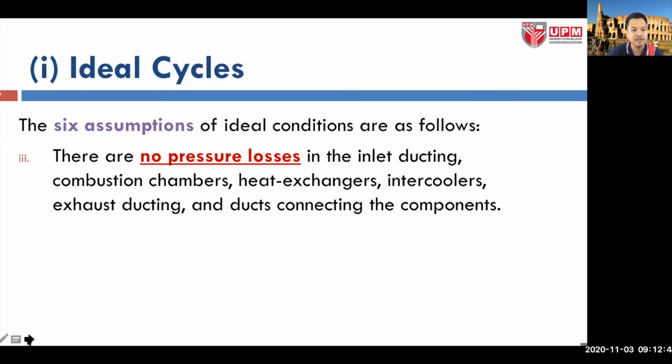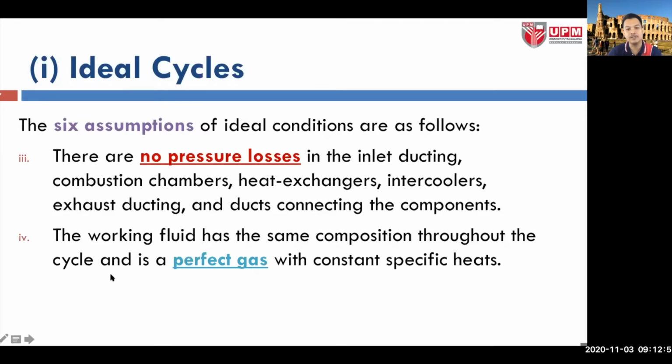Okay, and then the working fluid has the same composition throughout the cycle. What does that mean? Let's say the working fluid is air. Air coming from the surroundings into the system, into the compressor, has the same composition as the ambient air outside the engine. It has the same composition throughout the cycle, and we assume it is a perfect gas with constant specific heats. You will see why it is very important that we make these kinds of assumptions.